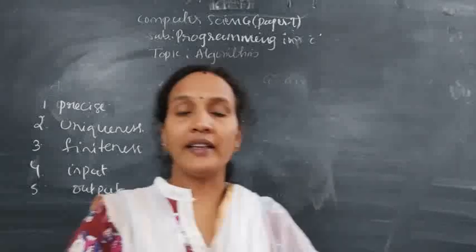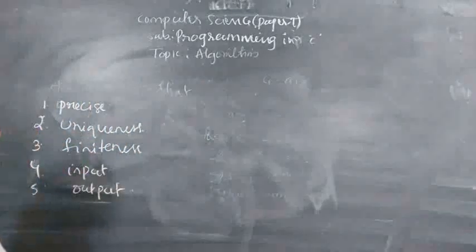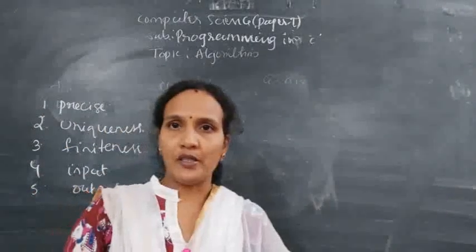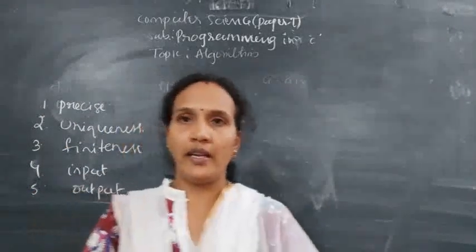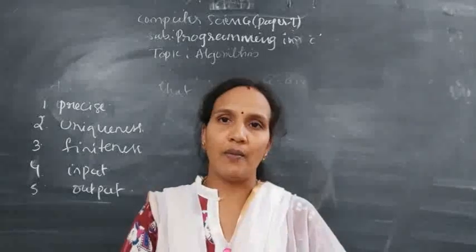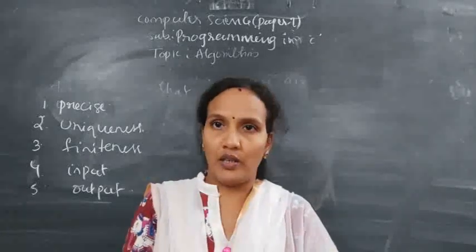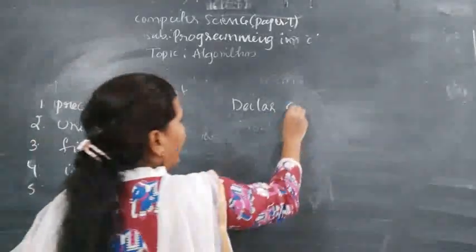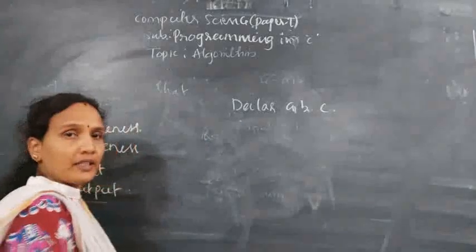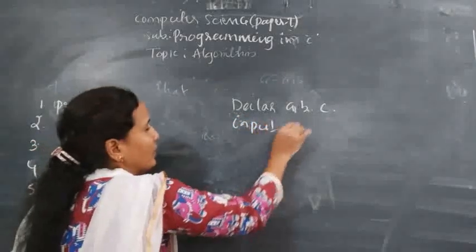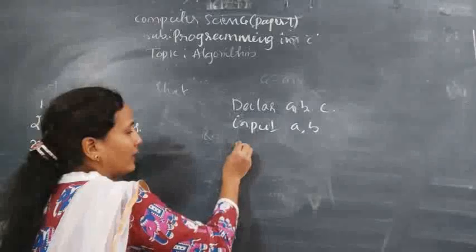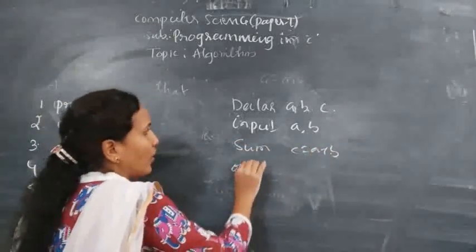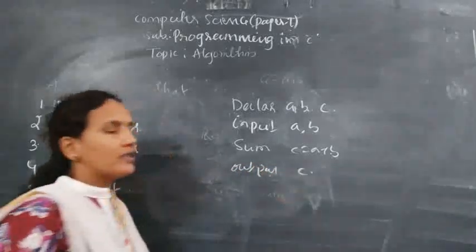Now, the characteristics of an algorithm. What characteristics should it have? Precise: whatever steps you are explaining in an algorithm should be unambiguous, meaning there should not be any doubt. See the previous example I gave. Declare a comma b comma c. Next, input a comma b. Next, calculate sum, c equals a plus b. Next, output c. This is simple.